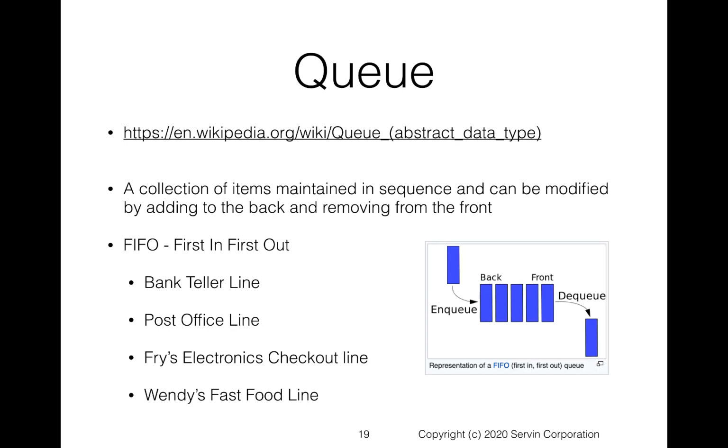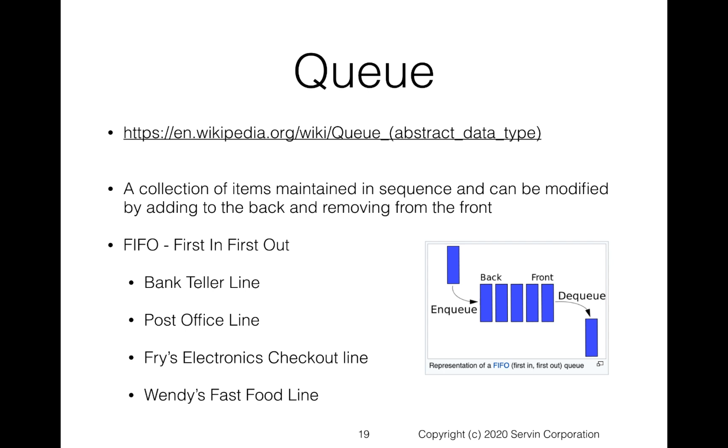Okay, we've got another one, a queue. This is a collection of items maintained in sequence and can be modified by adding to the back or removing from the front. Wow, think about queues all the time. Another term for it is first in, first out, right? The first in, first out. And we've all experienced this on a regular basis.